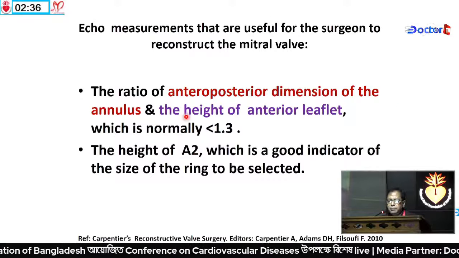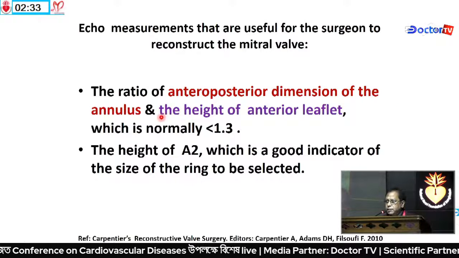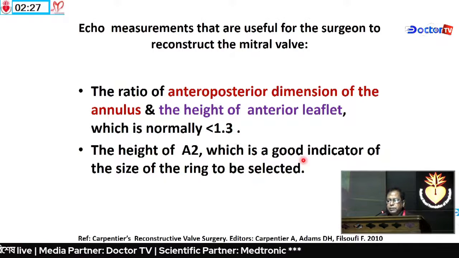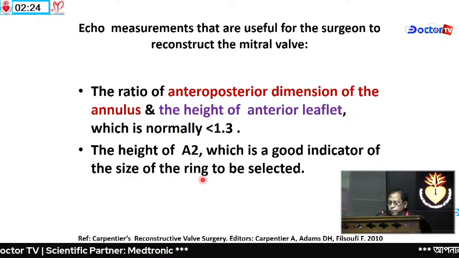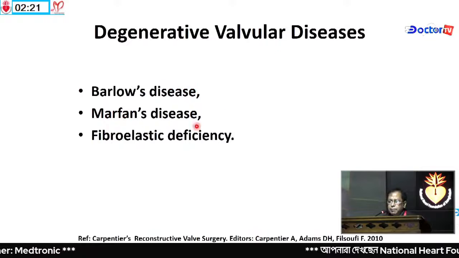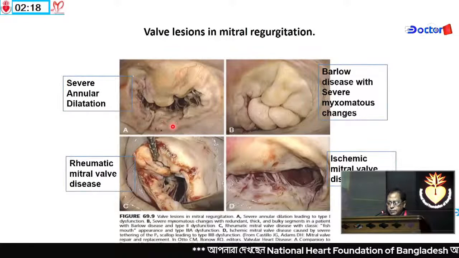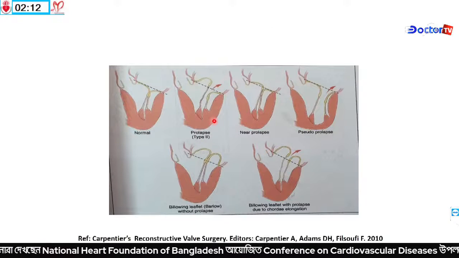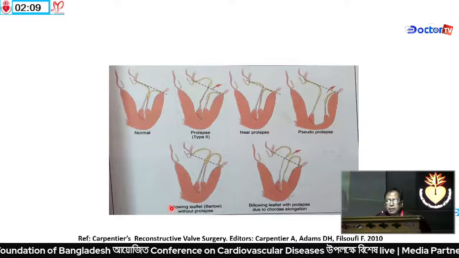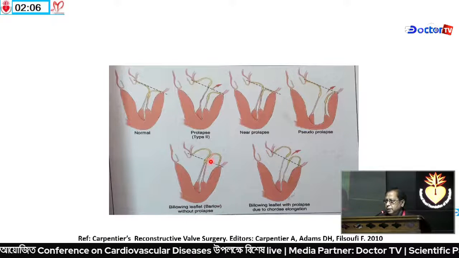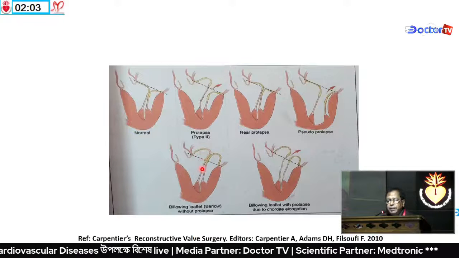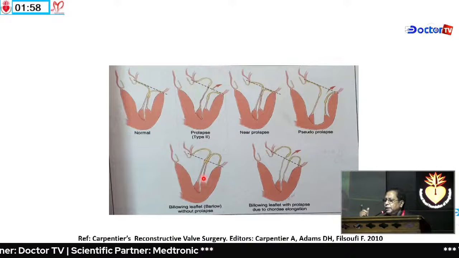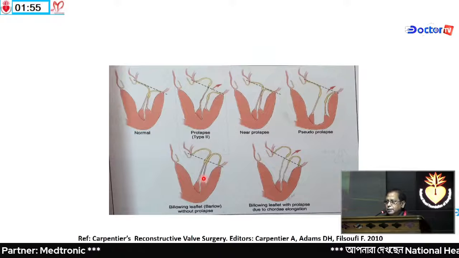And the ratio of the anteroposterior dimension of the annulus and the height of the anterior leaflet is normally less than 1.3. And the height of A2 is a good indicator of the size of the ring to be selected for mitral valve repair. Now, degenerative valve diseases are Barlow disease, Marfan's, and fibroelastic deficiency disease. This is the picture of Barlow disease, bogey appearance. These are some pictorials for normal valve and prolapse type 2. I want to mention one thing: billowing leaflet without prolapse. Actually, there may be billowing, but when the coaptation point goes beyond the mitral valve annulus, then it is prolapse.